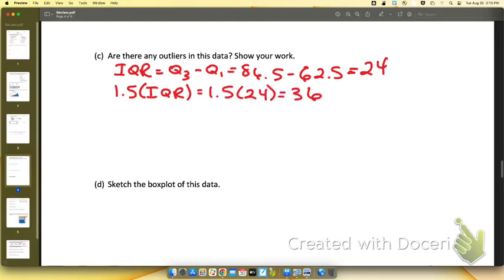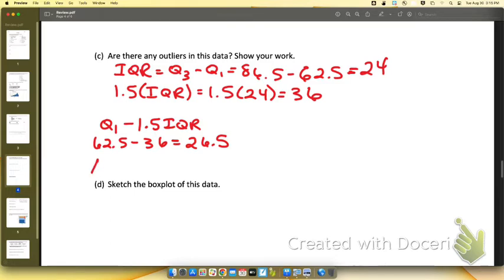And that's 36. I'll take Q1 and subtract the 1.5 IQR. Q1 was 62.5. I'm going to subtract that 36, and I get 26.5. Anything lower than that in our data would be an outlier. The only number that was lower than that was the 25. So 25 is a lower outlier.